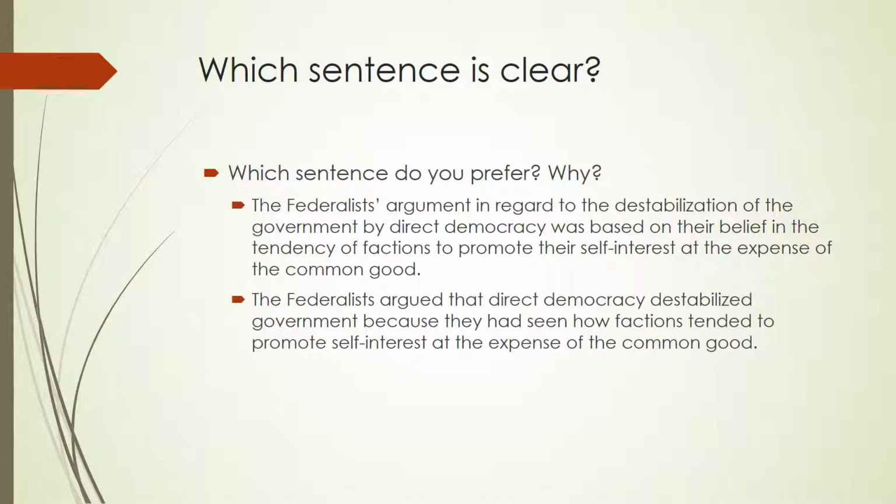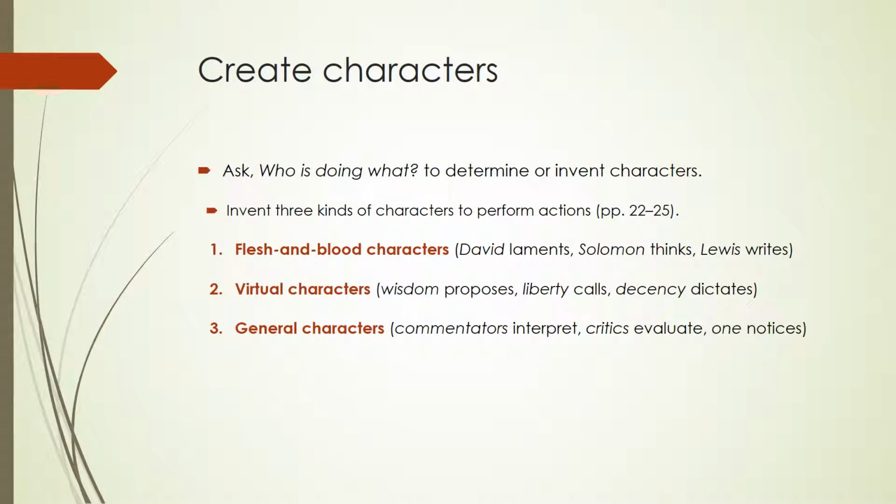The second sentence names its characters who act through strong verbs. The Federalists argued that, and so forth. Readers can understand the second sentence because it follows our two principles of clear style: make main characters subjects and make important actions verbs. Readers prefer sentences in which characters are doing the action rather than abstract sentences in which actions just occur. So writers must develop the craft of inventing characters who act through strong verbs.